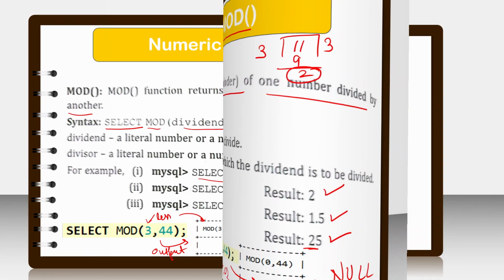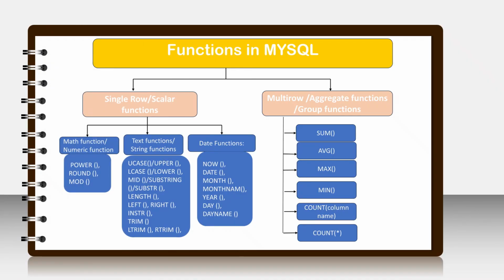Next, we have covered this part of math functions. So we have covered all these math functions. Now the second category is text functions. Text functions are also known as string functions. All these mathematical functions work with numbers, so they take only numbers as arguments. Whatever arguments we are providing, these two arguments should be numbers.